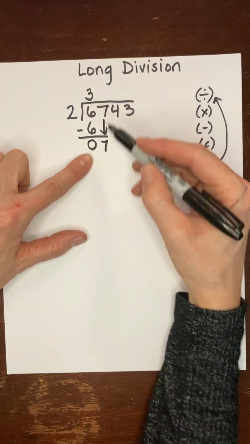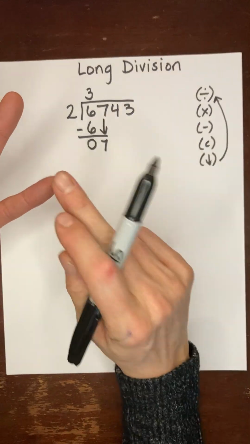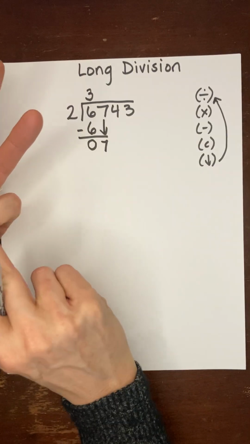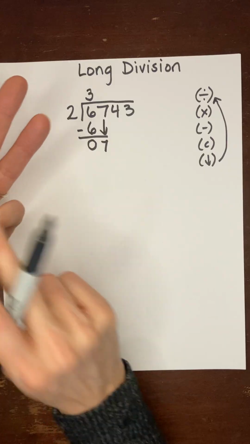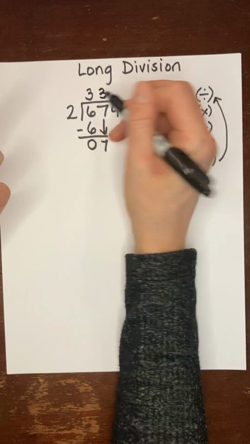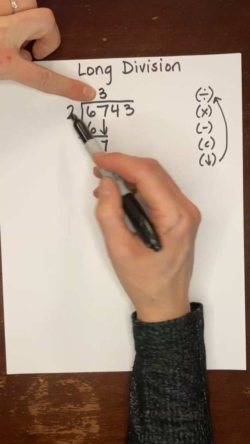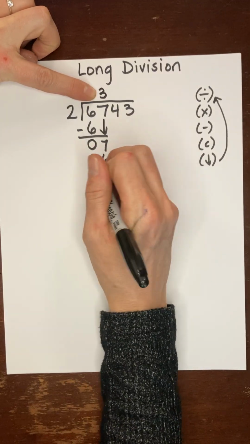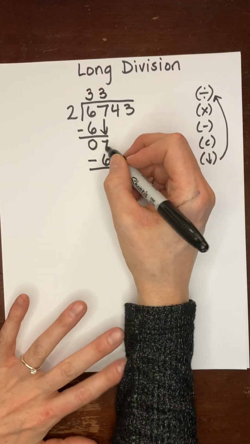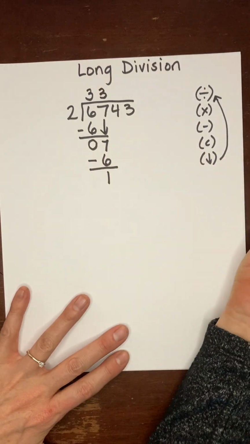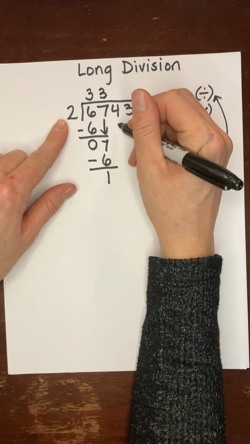How many times does 2 go into 7? Let's count. 2, 4, 6, 8. Well, 8 is too much. We can't go over. We just want to get as close as we can, but without going over. So 3 times again. So we're going to put a 3 here, and we're going to multiply, but we're just going to multiply that 3. So 3 times 2 is 6. Now we're going to subtract. What's left over? Well, 7 minus 6 is 1. Compare. Is 1 less than 2? It sure is, so let's bring down the 4.